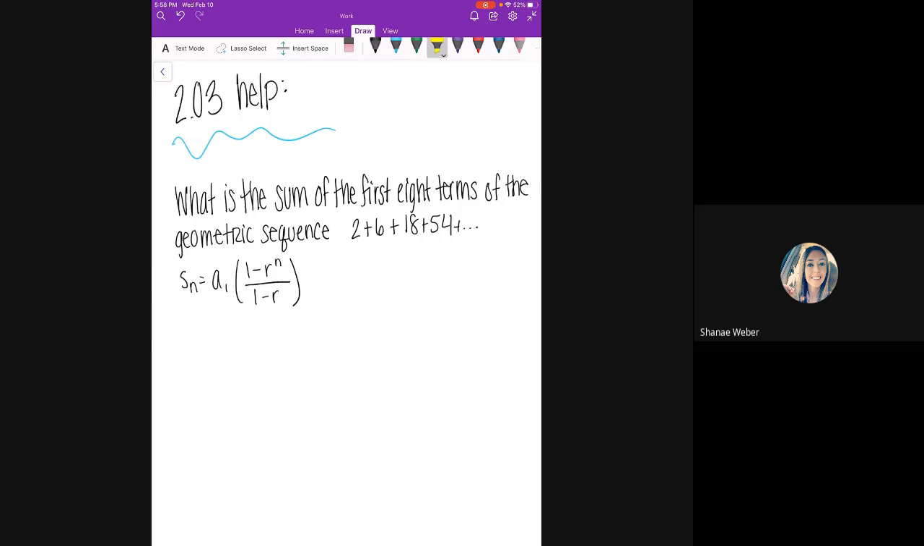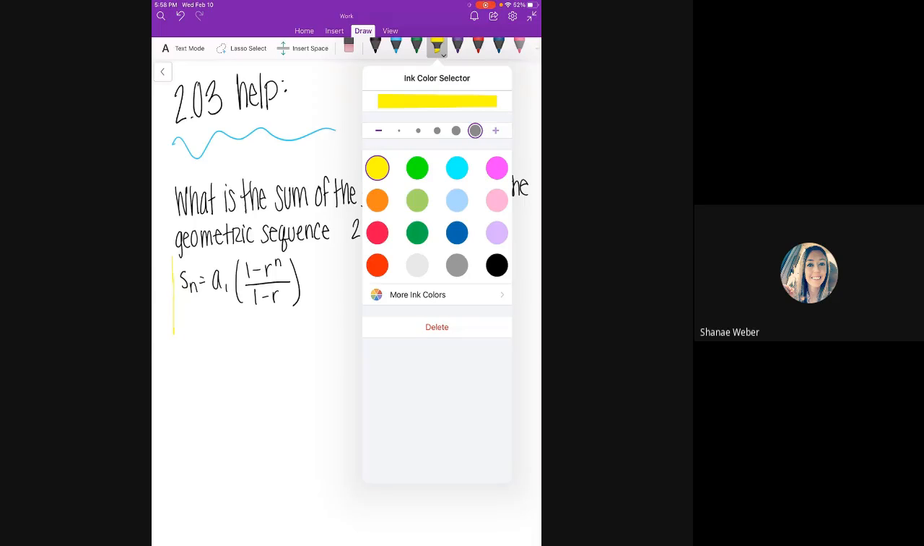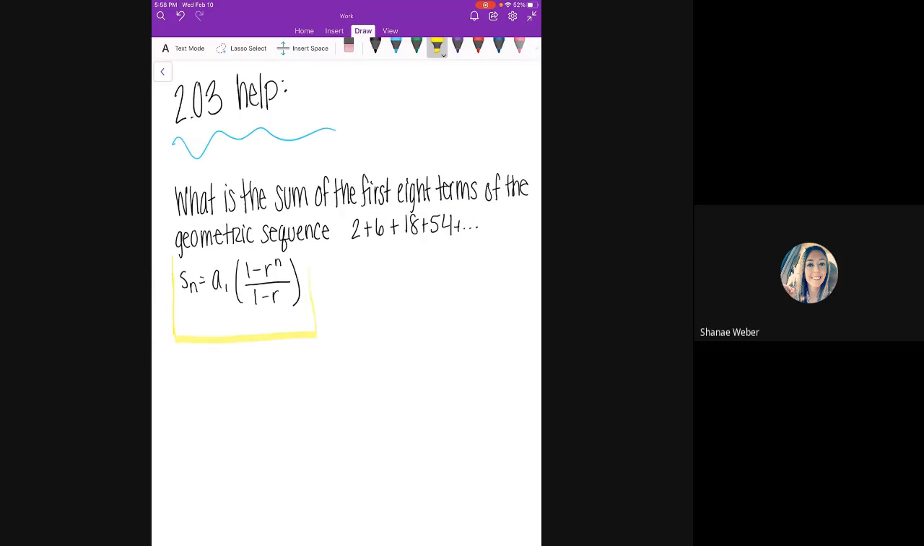So the formula that we need is right here. Let's see if I can make that a little bit thicker. So we have S sub n equals A sub 1 times 1 minus r to the n power, divided by 1 minus r. So before we do too much of anything, let's go ahead and figure out what A1 and R and N are. And a lot of R's.